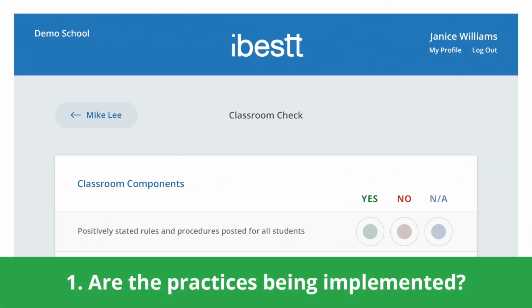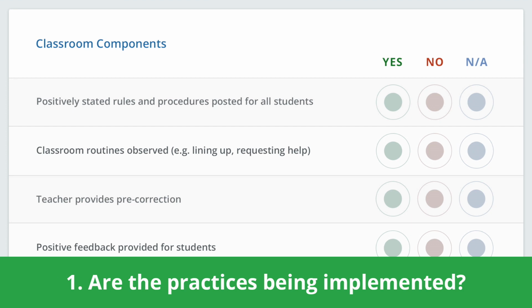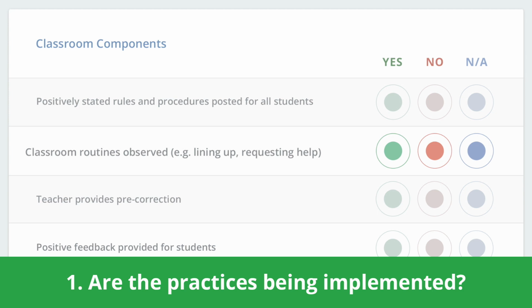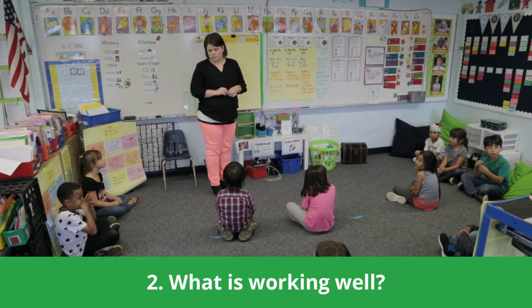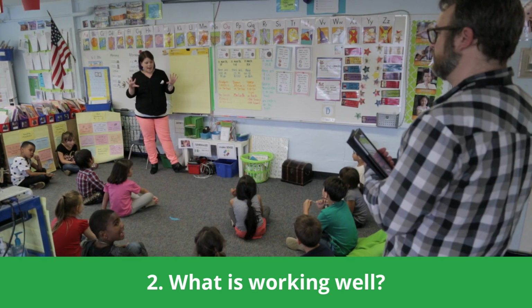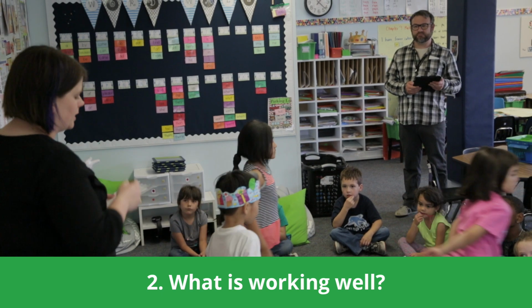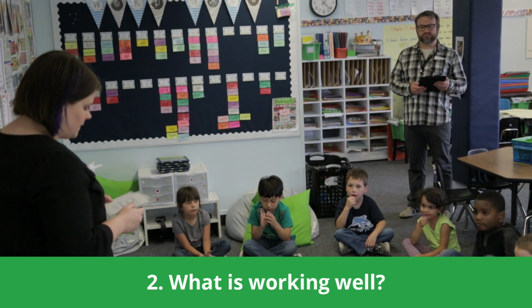1. Are the practices being implemented? Look at each component of the classroom check and record whether it is being implemented. For example, are there positively stated rules and procedures posted for all students? Yes, no, or NA. Are classroom routines observed? Yes, no, or NA. 2. What is working well? Look for the teacher's general classroom management strengths. Which strategies on the classroom checklist does she use well? For example, the teacher provides pre-correction to prevent challenging behaviors from occurring.